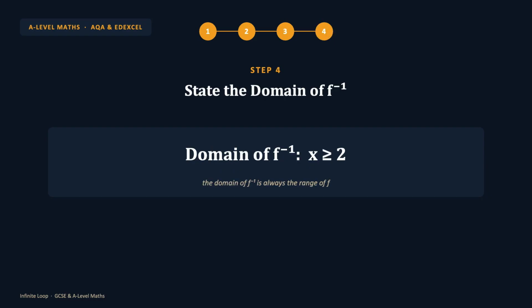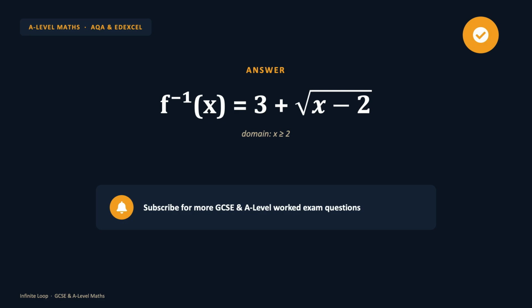The domain of f⁻¹ is always the range of the original function. Since f(x) is greater than or equal to 2 for all valid x, the domain of f⁻¹ is x ≥ 2. So f⁻¹(x) = 3 + √(x − 2) with domain x ≥ 2.